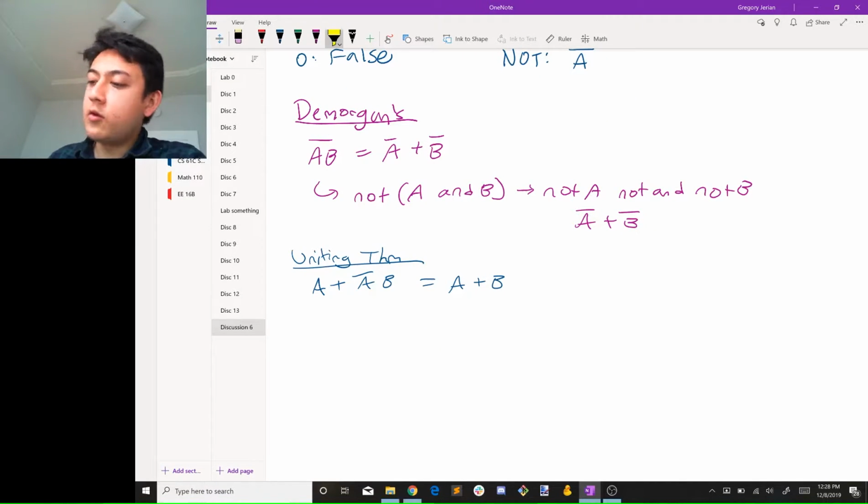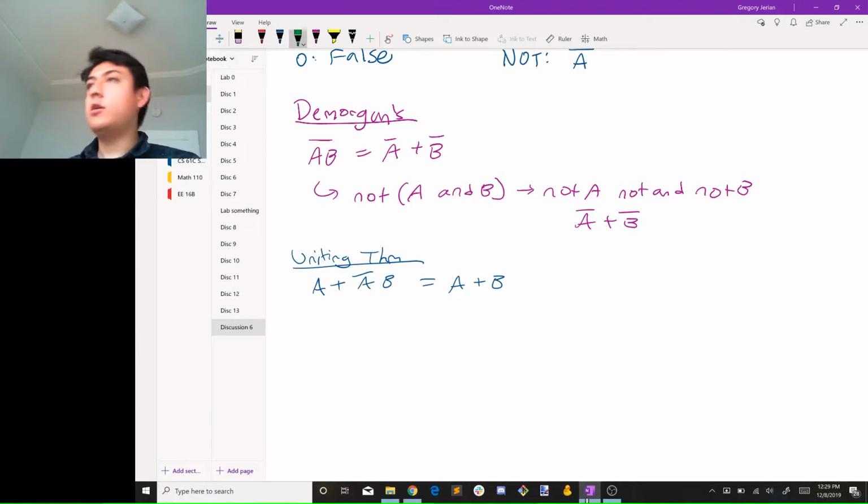I will give a quick proof by observing. The thing about the uniting theorem is that if B is true, then this entire expression is true. The reason is that the only two possibilities are that B is true and A is true, or B is true and A is false. If B is true and A is true, then we know this expression is true because this is true. And if B is true and A is false, then we know this expression is true. So no matter what, as long as B is true, this whole expression will be true, which is why we can say that A or (not A and B) is equal to A or B. If you want a more formal proof, you'll have to do it yourself, because I don't care.